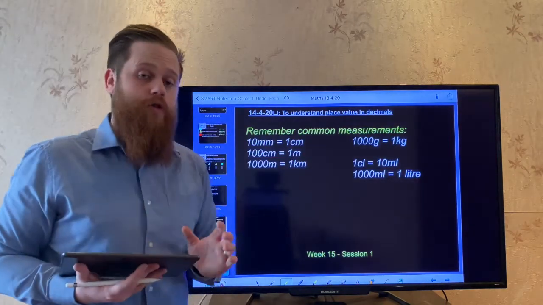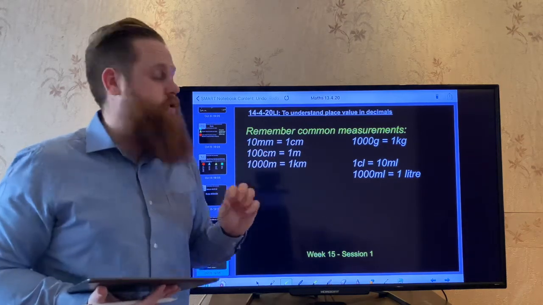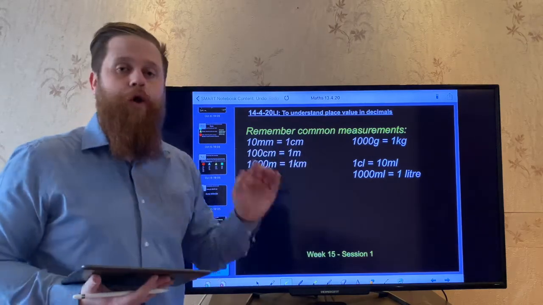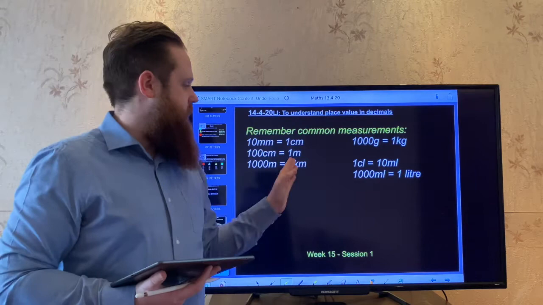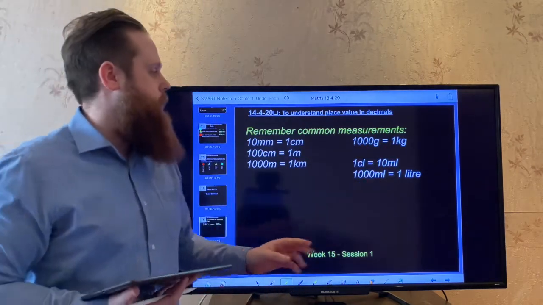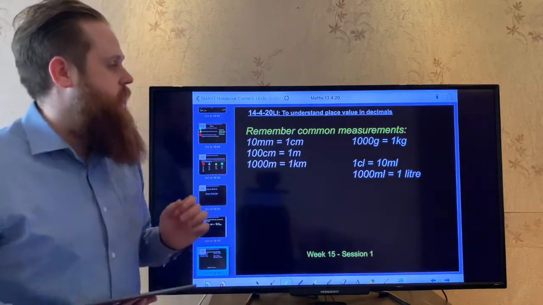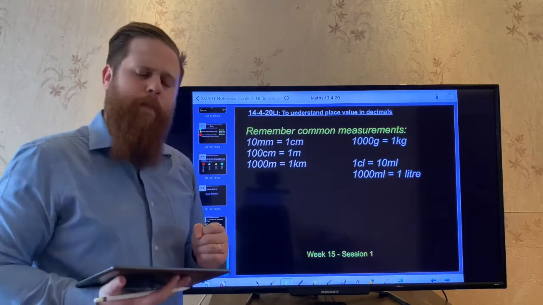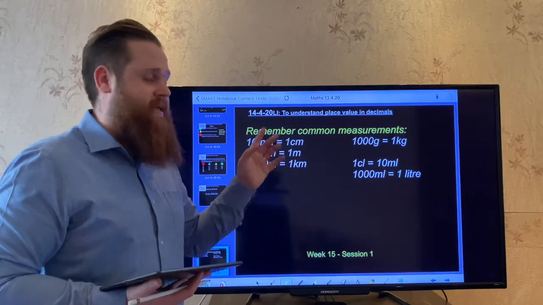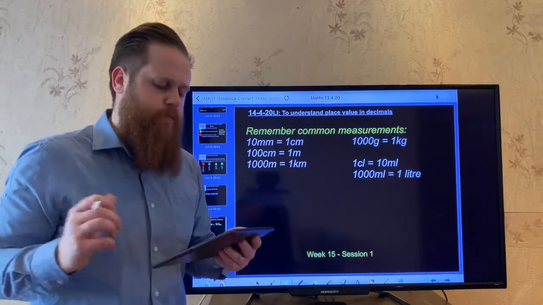And it's very important that you memorise these different units of measurement, that you know that there's 10 millimetres in 1 centimetre, 100 centimetres in 1 metre, and 1,000 metres in 1 kilometre. Again, that kilo is there in kilogram, so 1,000 grams is 1 kilogram. 1 centilitre is 10 millilitres, and 1,000 millilitres is 1 litre. Why is that important, are you asking? Well, if I know these units of measurement, I know if I'm multiplying by 10 or 100 or dividing by 10 and 100. So let's have a little look at that one, okay?